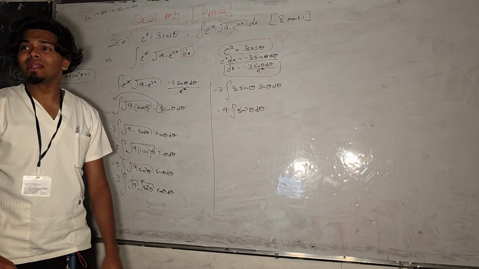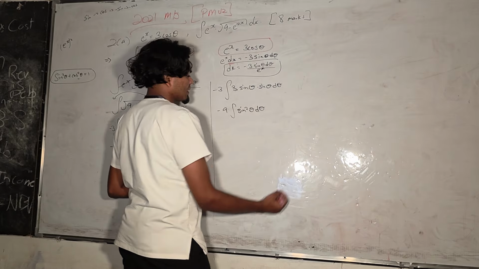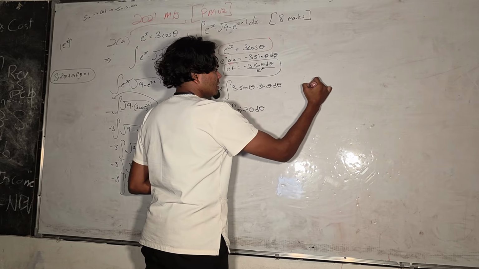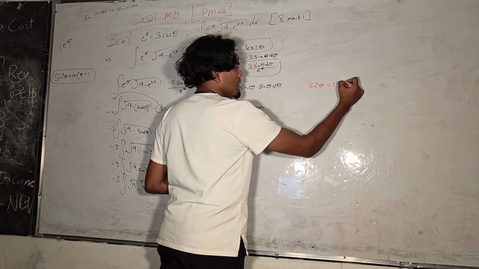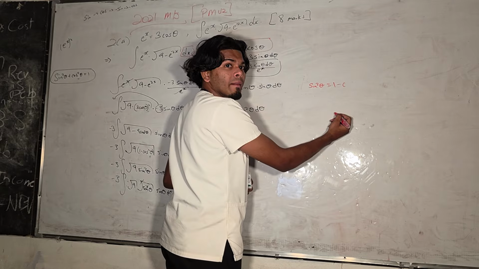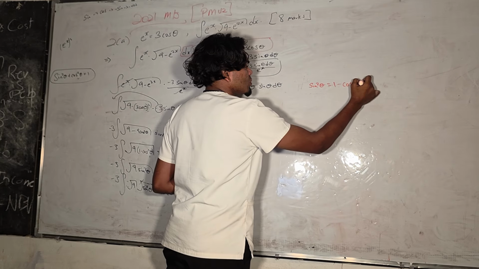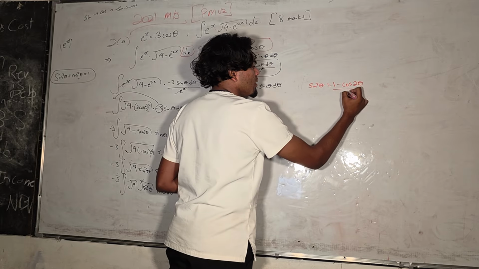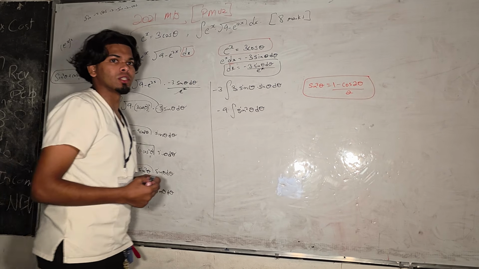Tell me again, before we will use cosine square theta. So sine square theta is equal to 1 minus cos 2 theta over 2. That's it. Just one then. Good.